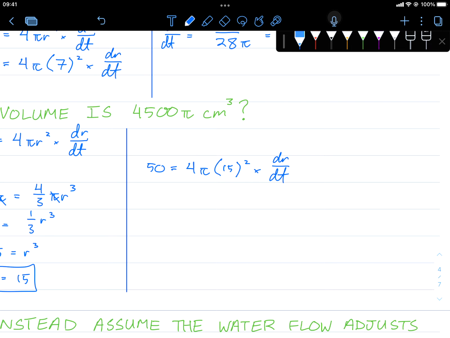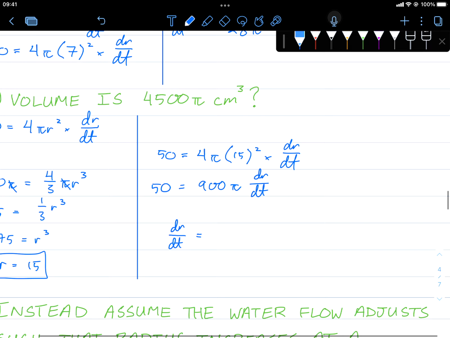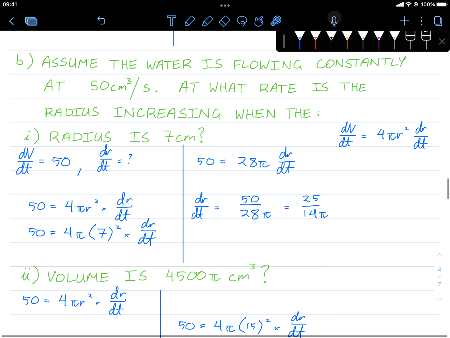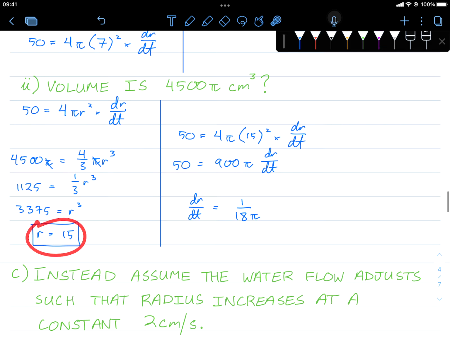So we get now 50 equals 4 times 15 squared. That's going to be 900 pi dr on dt. To find the rate of change in the radius, we just divide by 900 pi. So dr on dt is, 50 divided by 900 is 1 on 18 pi. So the rate of change that the radius is increasing by when the radius is 15 is 1 on 18 pi.